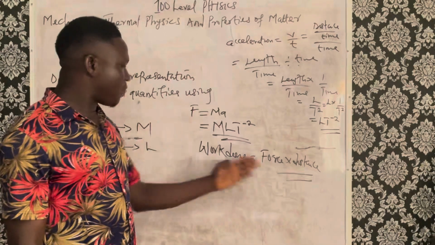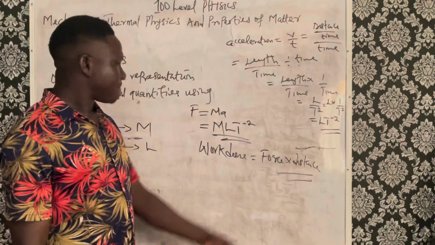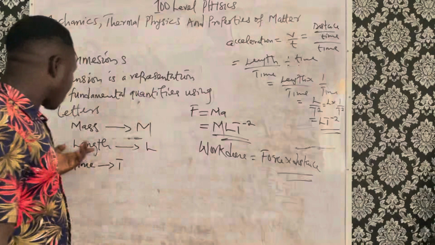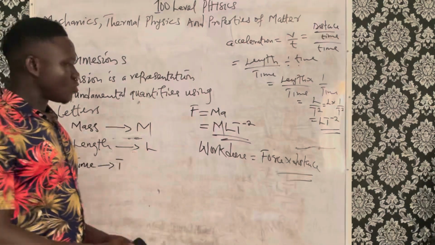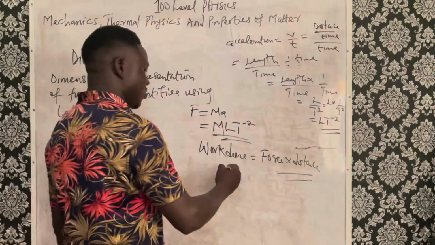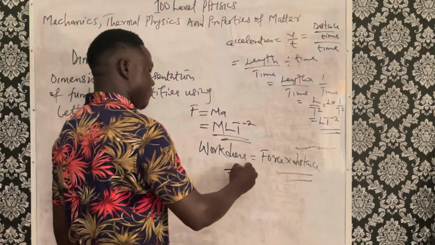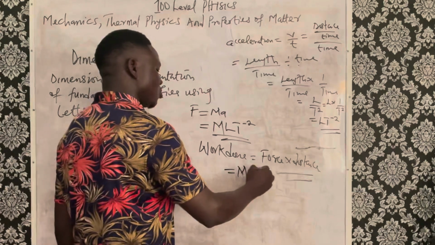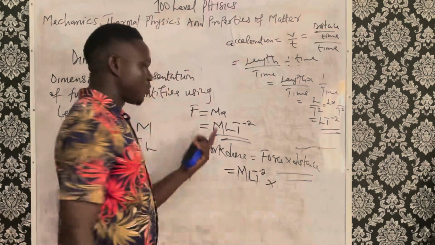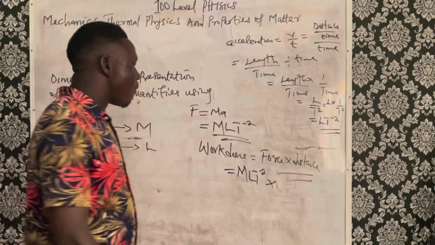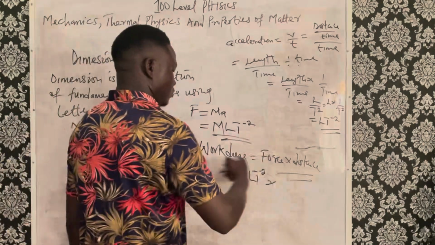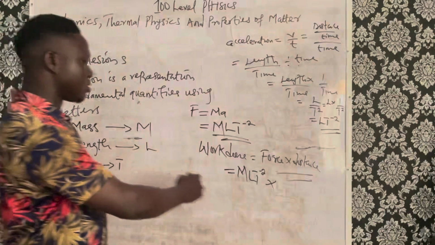So this could be force. Distance is what? Length, L. So if I bring it further again, I could say this is M L T to the power minus 2 times... this is my force. Then my distance is L. Okay?